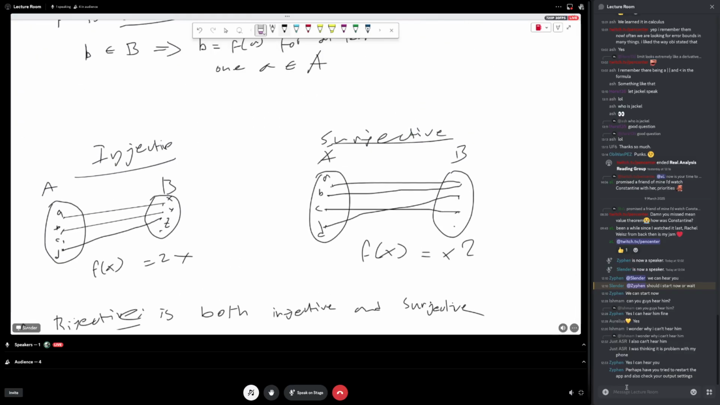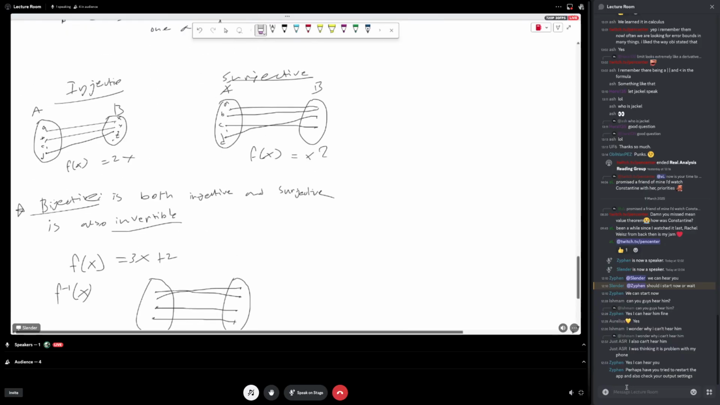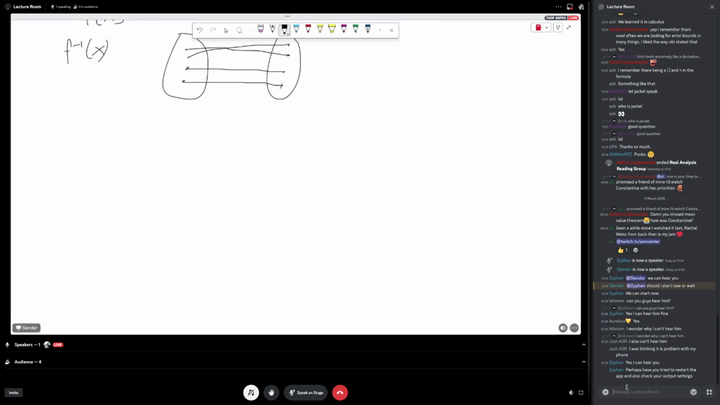Unlike here, where elements can be mixed, here elements can't be mixed. So that's injective, surjective, and bijective functions. So now I think we are ready to discuss relations.